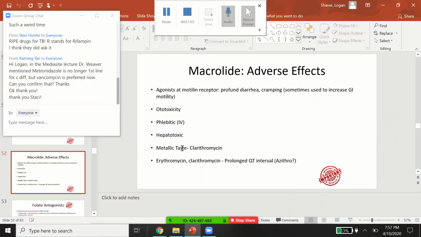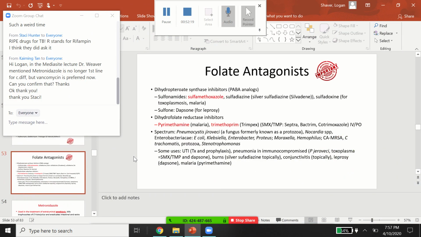Adverse effects. The adverse effects are always important in terms of her exams. So make sure you know definitely the ototoxicity, hepatotoxic. Those seem to me like the bigger ones. Maybe that and the profound diarrhea, cramping as well. Metallic taste with clarithromycin, and you can have prolonged QT as well with erythromycin, clarithromycin.